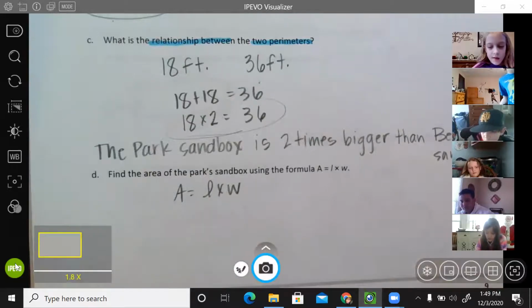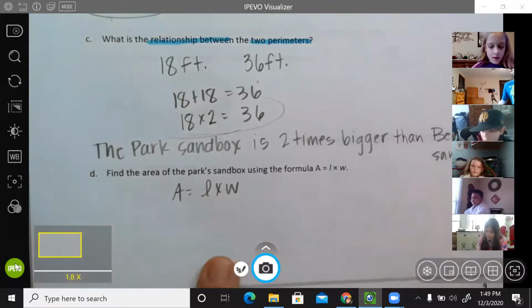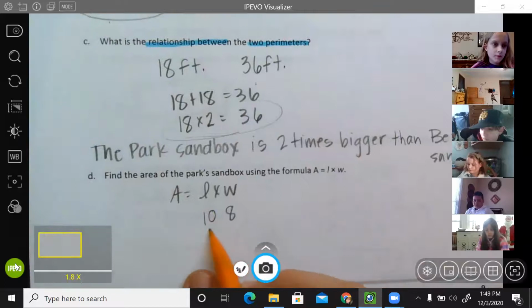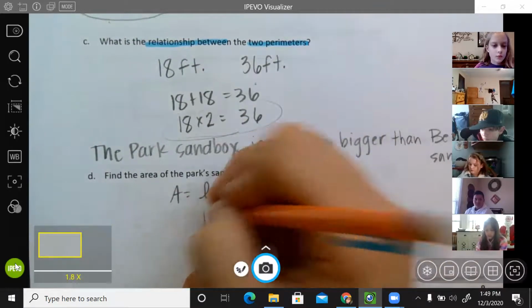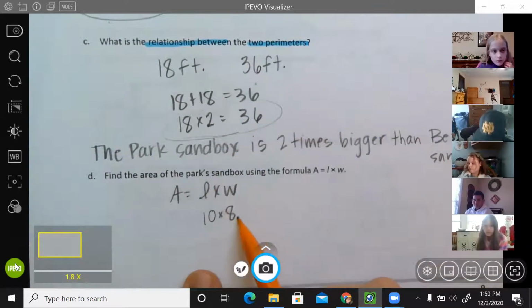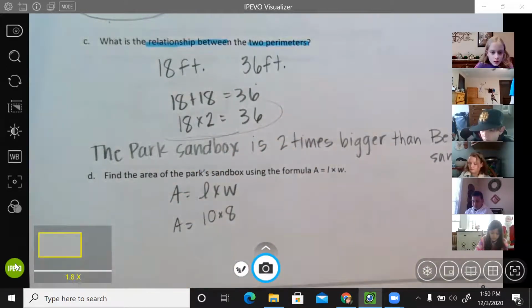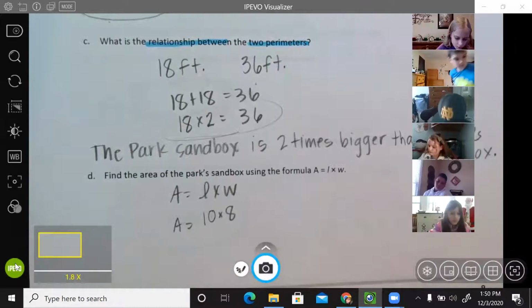The park sandbox width is 8 feet and the park's length is 10 feet. Great job. So I plugged in the 10 by my L. I keep my multiplication sign and I put the 8 under my W. So I need to figure out 10 times 8. Sarah, what's 10 times 8? 80.